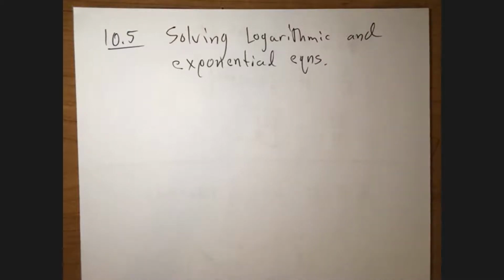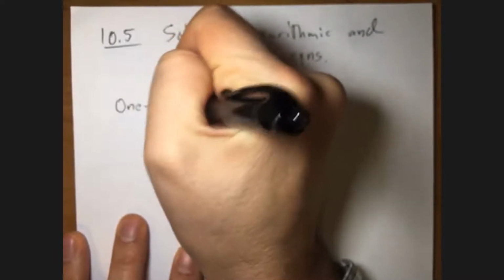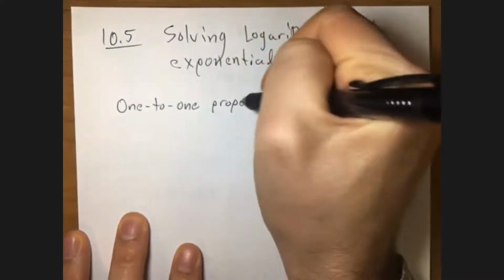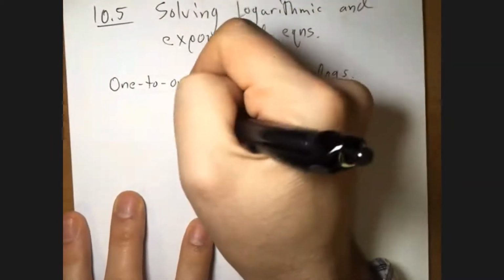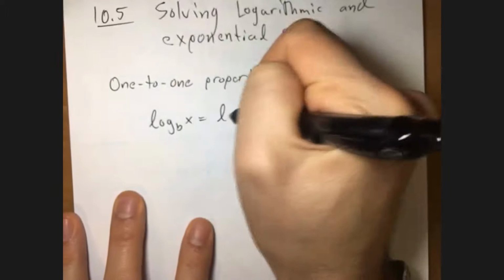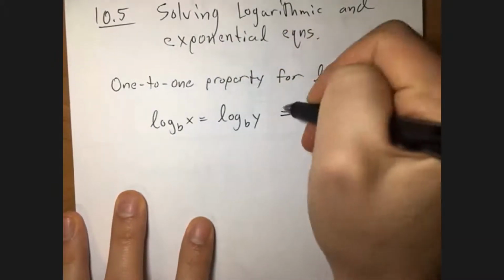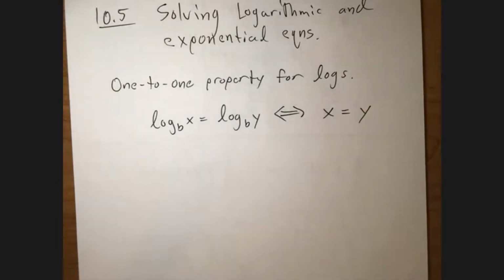The first thing that we're going to do is talk about the one-to-one property again for logarithms. Turns out if a function satisfies the one-to-one property, so does its inverse. All right. So the one-to-one property for logs. What's the one-to-one property? It says that if log base b of x equals log base b of y, that's true if and only if x equals y. Just like it's the same property that we had for exponents.